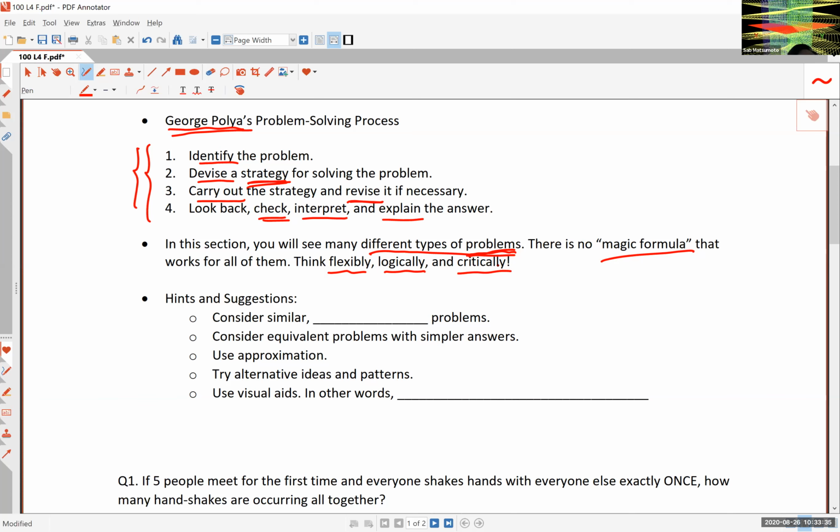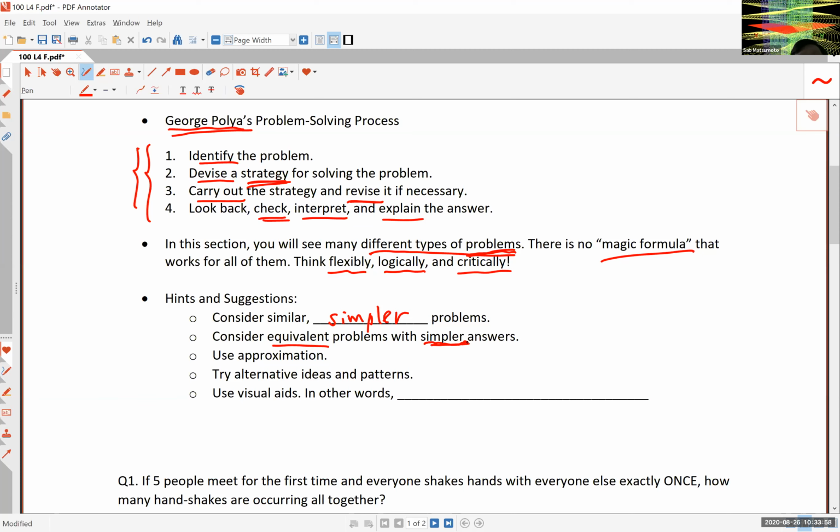If a problem involves, say, 16 different parameters, try to start with 2 or 3 or 4, something simple. So consider similar and simpler problems. Also consider something equivalent, like a problem equivalent or with simpler answers, okay?